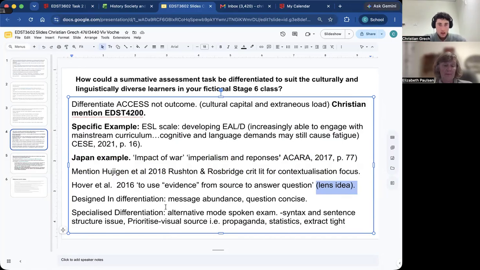Some other ones though, like you might have alternative mode spoken exams or a scribe. Those are also pretty common. That's just helping them to convey their knowledge and that sort of process.